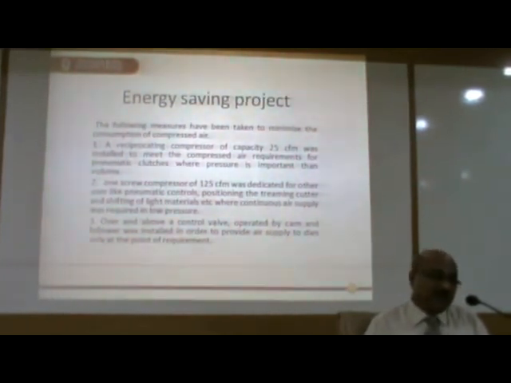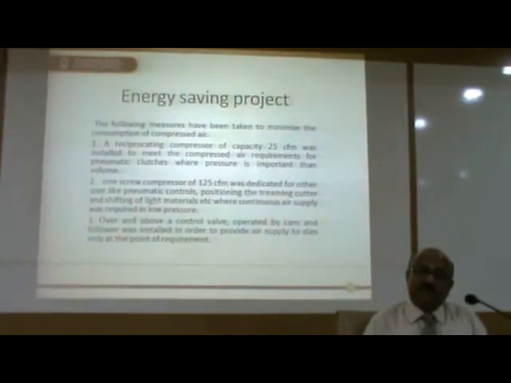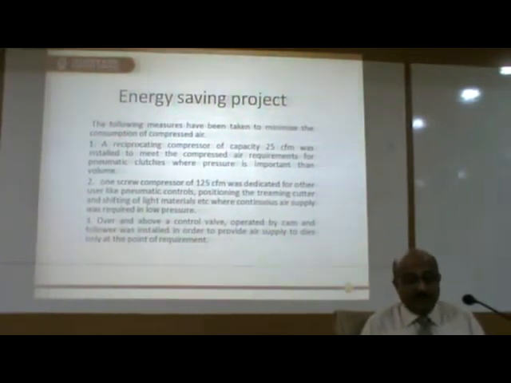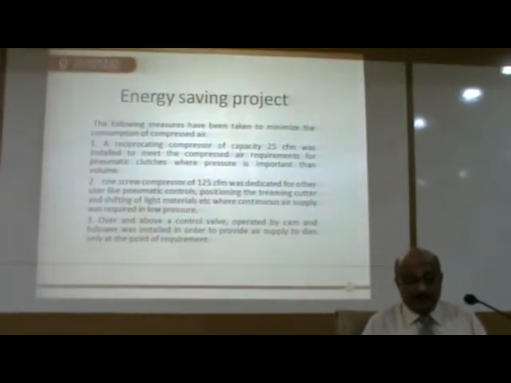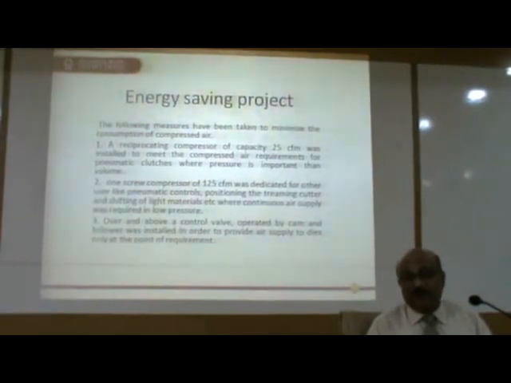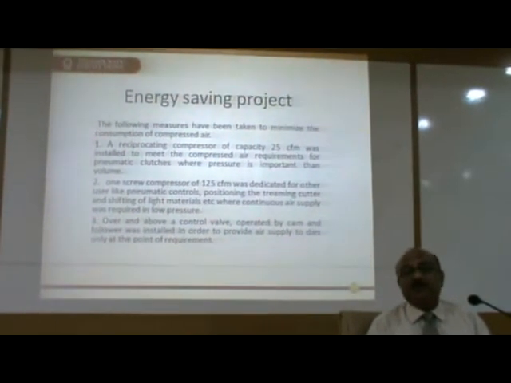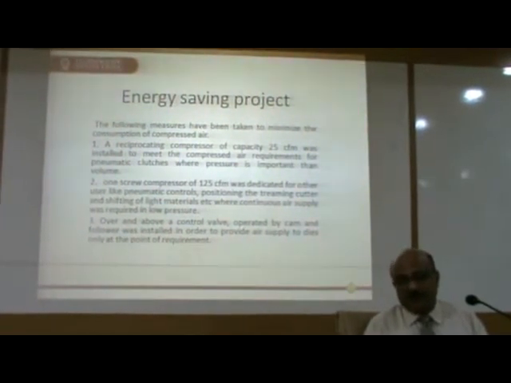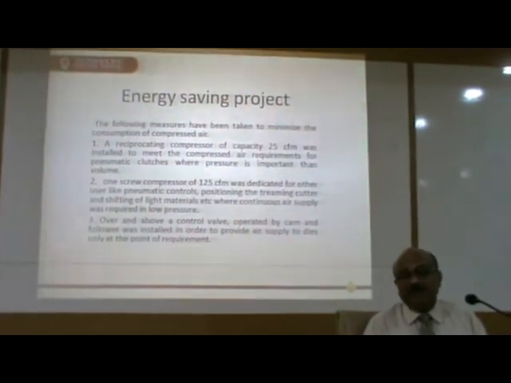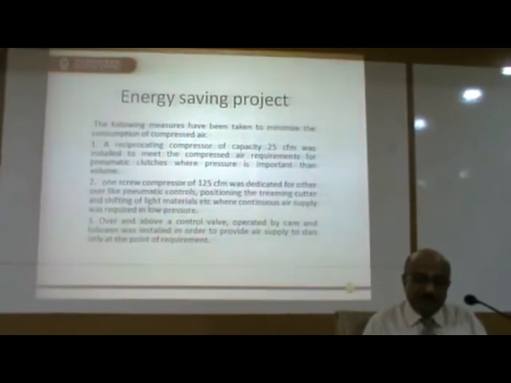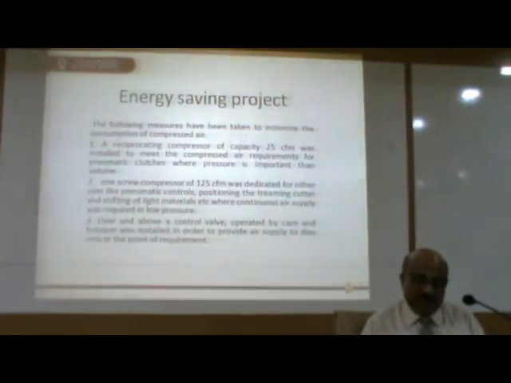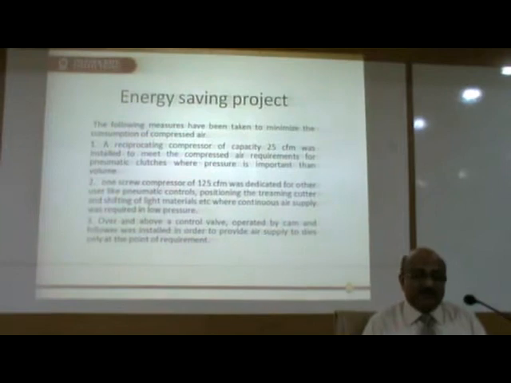So another small attachment was made, one opening and closing valve for the dies when high pressure is required, but only at that time. Instead of giving continuous pressure, it will give air only as and when it is required by the use of the cam and follower. The cam and follower will operate the valve, and the valve, as and when required, will give the compressed air to the die. So these were the measures taken.